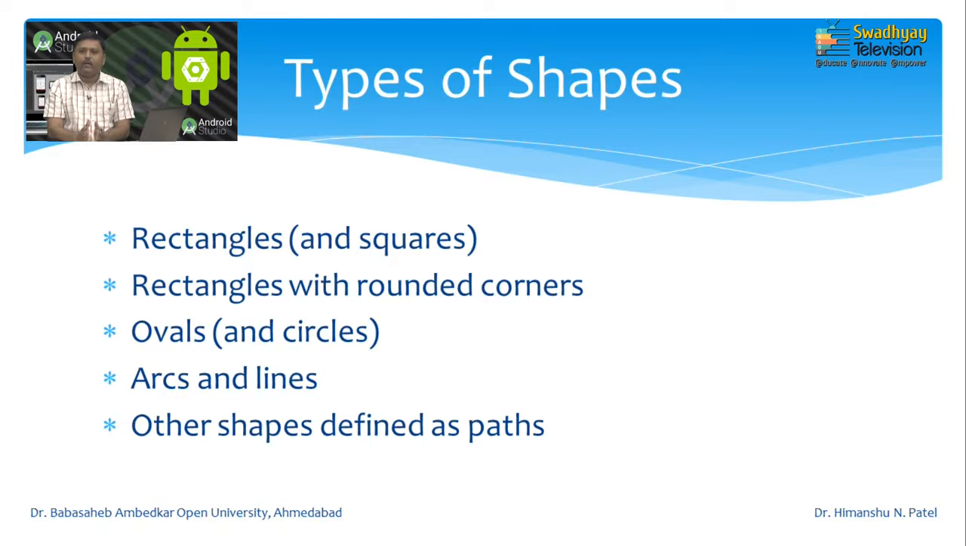You can also draw arcs and lines, and you can create other shapes defined as a path. For example, in our example we created a star using this path shape. These are the different types of shape that you can use to draw on screen. You can use these shapes together to create a more complex picture on screen.